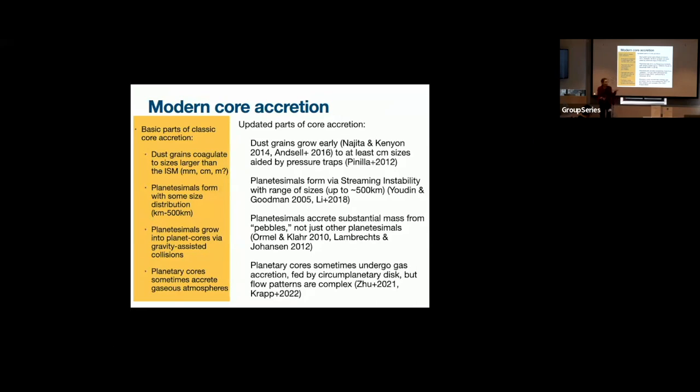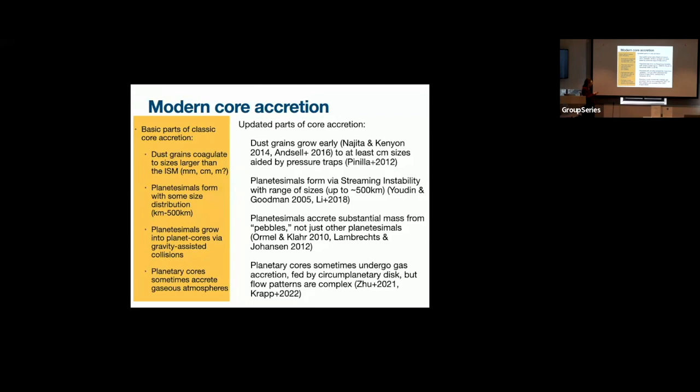It doesn't just grow by eating other bodies of the same size. It can sweep up these little small things and dramatically decrease the time scale, increase the growth rate to become a large, rocky, terrestrial, or even super Earth-like core. And that solves a lot of the timescale problems.